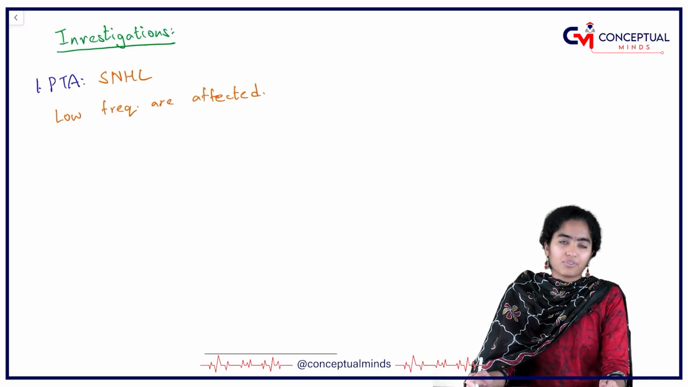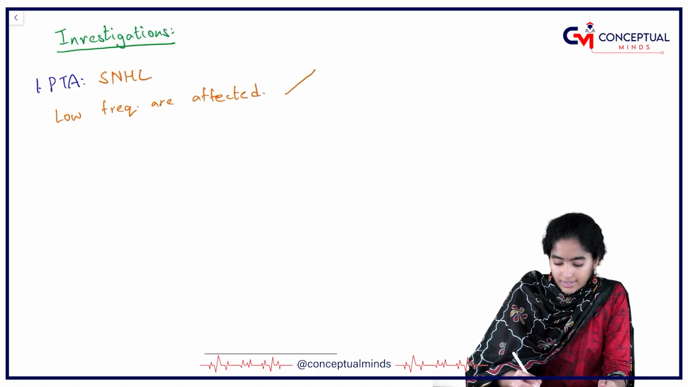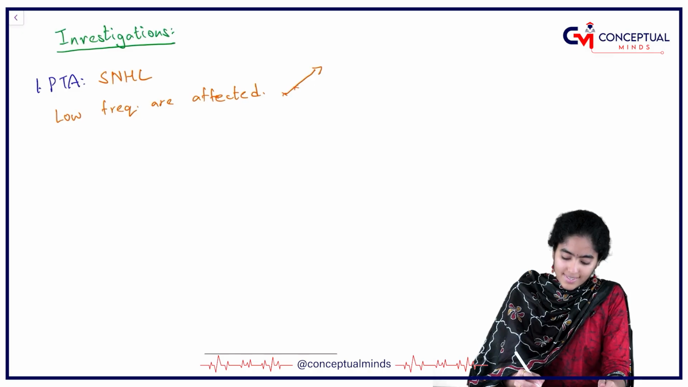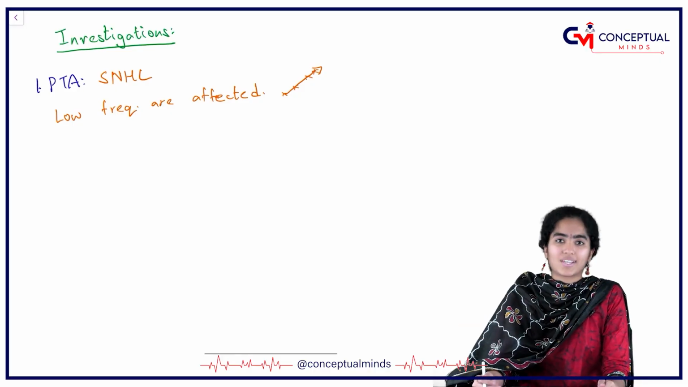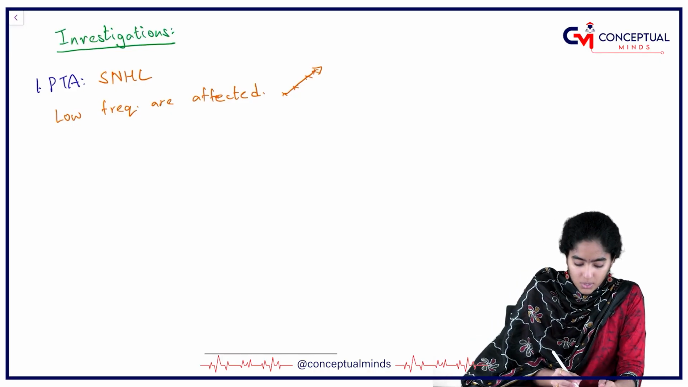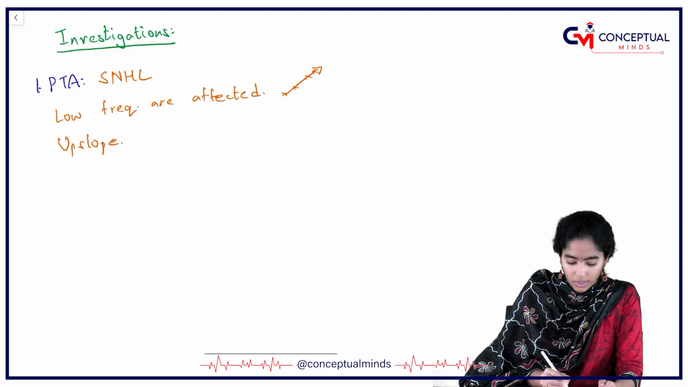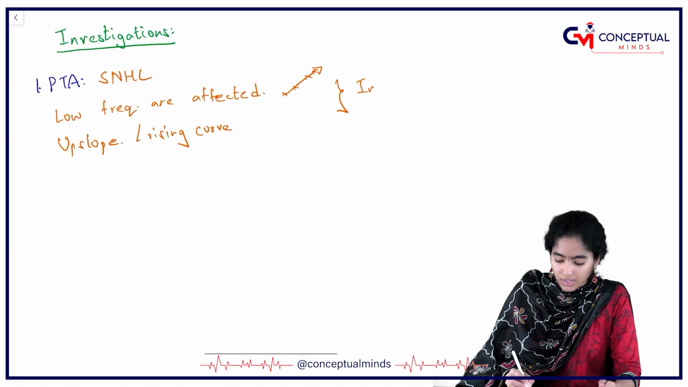So how does the graph look like? It looks like this. The low frequencies show hearing loss and the high frequencies are normal. The hearing improves as we go towards high frequencies, and this is called as an upslope or a rising curve. This is observed in the initial early phase of the disease.